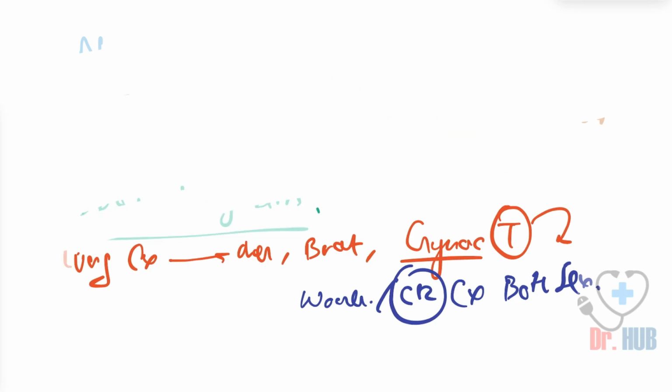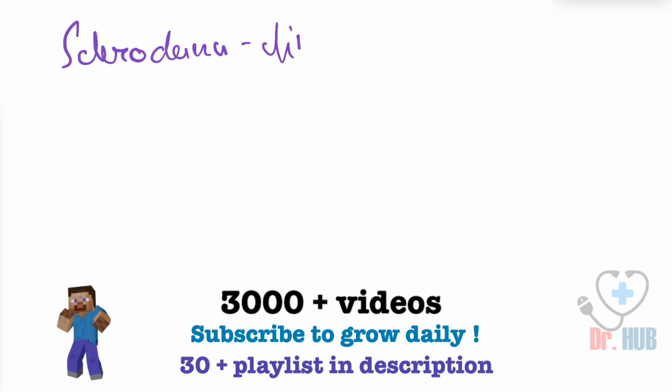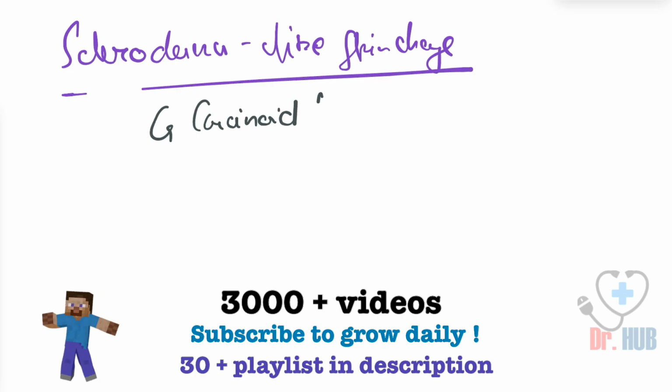Then we move on to scleroderma-like skin changes. The scleroderma-like skin change is seen in case of carcinoid syndrome.